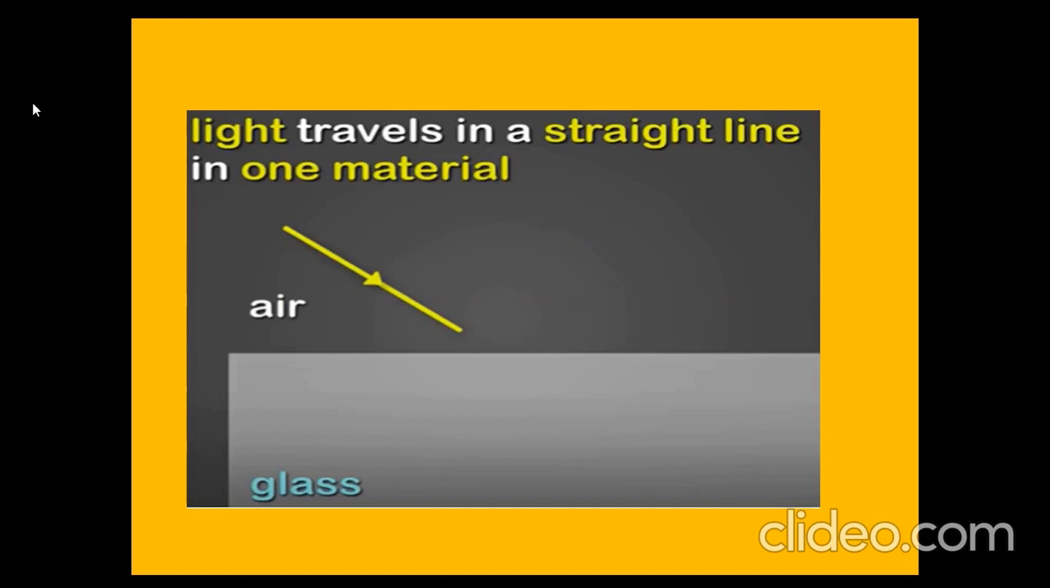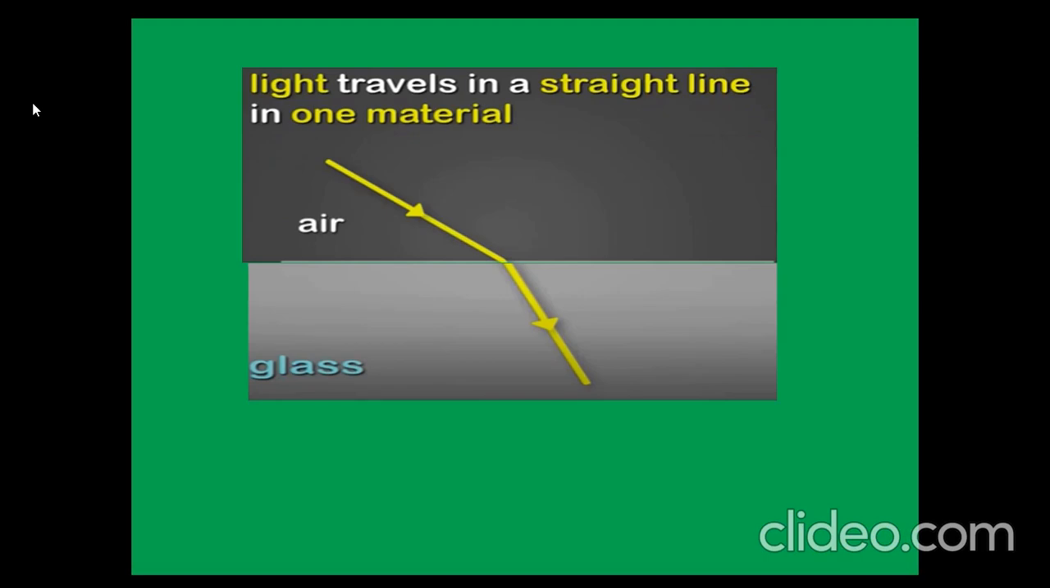Why does this happen actually? Let us make it more clear. Light travels in a straight line in one material. This we all know because of the rectilinear propagation of light activity which we had done in the previous classes. So you can see in this diagram also, when the light is there in the air, it is in a straight line. When it is going in the glass also, the light is in a straight line.